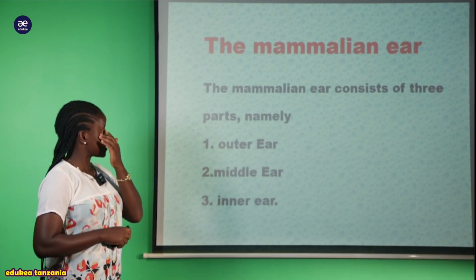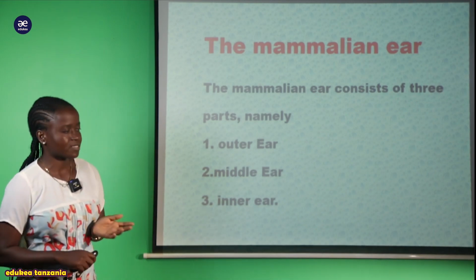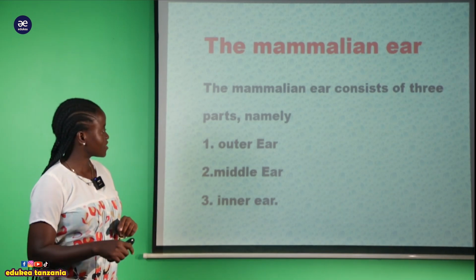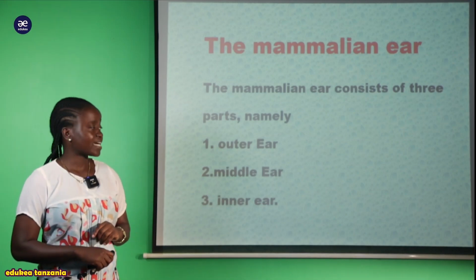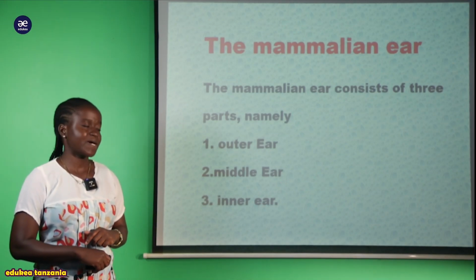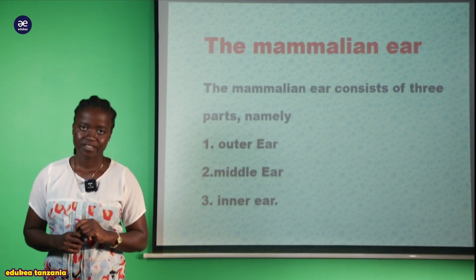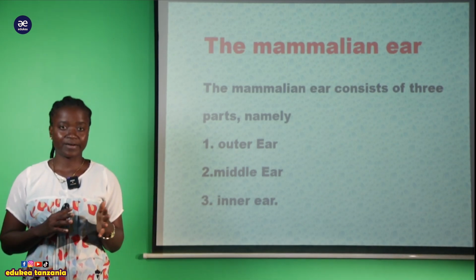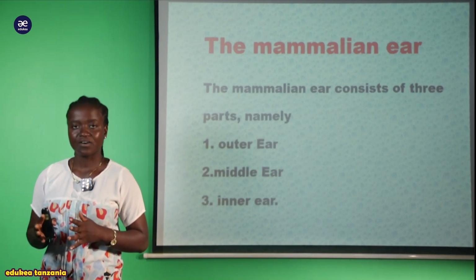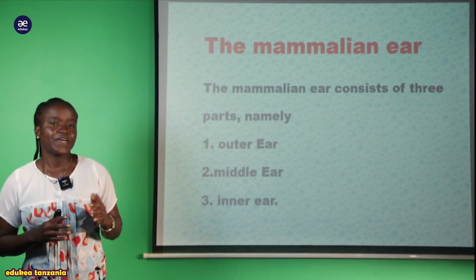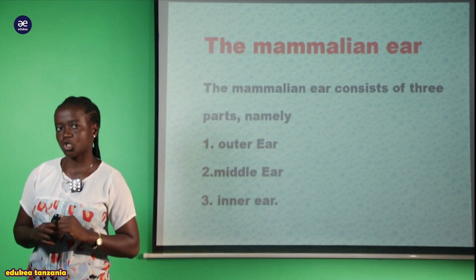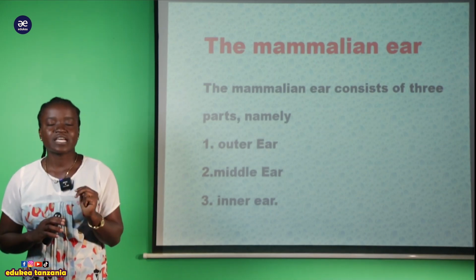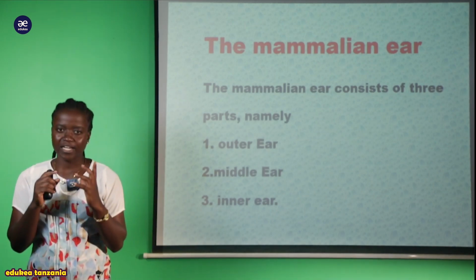Now we are saying that the mammalian ear consists of 3 parts. The first part is called the outer ear, the second part is the middle ear, and the last part is called the inner ear. The ear of a human being, or the ear of any mammal, it could be a pig, a cow, a dog, or a cat, consists of 3 parts. The first part is the outer ear, sikio la nje. The second part is called the middle ear, sikio la katikati.